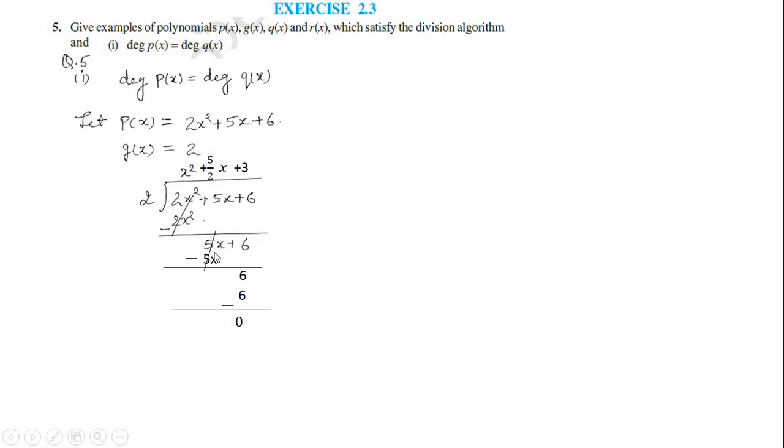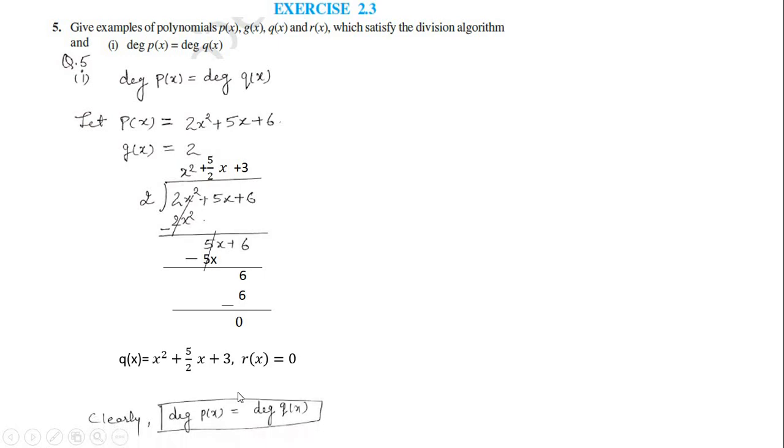When you divide 5x by 2, you will get 5 by 2 x, and when you multiply 5 by 2 x by 2, you will get 5x. In a similar way, 6 divided by 2 gives 3 in the quotient polynomial. So what we can observe here is that the quotient polynomial is a quadratic polynomial, x square plus 5 by 2 x plus 3, and r(x) is 0, right?